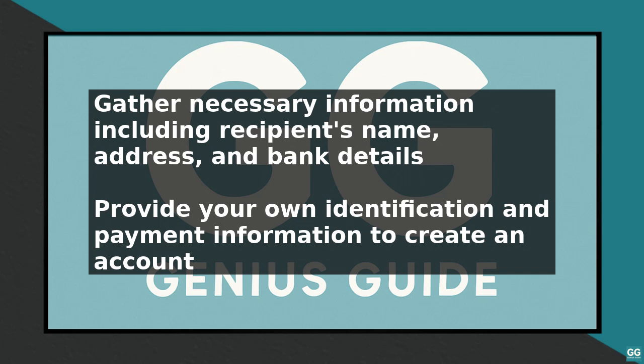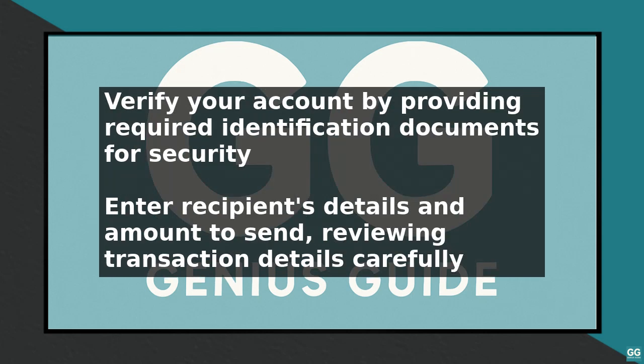Once you have chosen a method, you will need to gather the necessary information. This typically includes the recipient's name, address, and bank account details if you are sending money directly to their bank account. You will also need to provide your own identification and payment information. Create an account with your chosen provider if you do not already have one. Verify your account by providing the required identification documents. This is a standard procedure to prevent money laundering and ensure the security of your transaction.